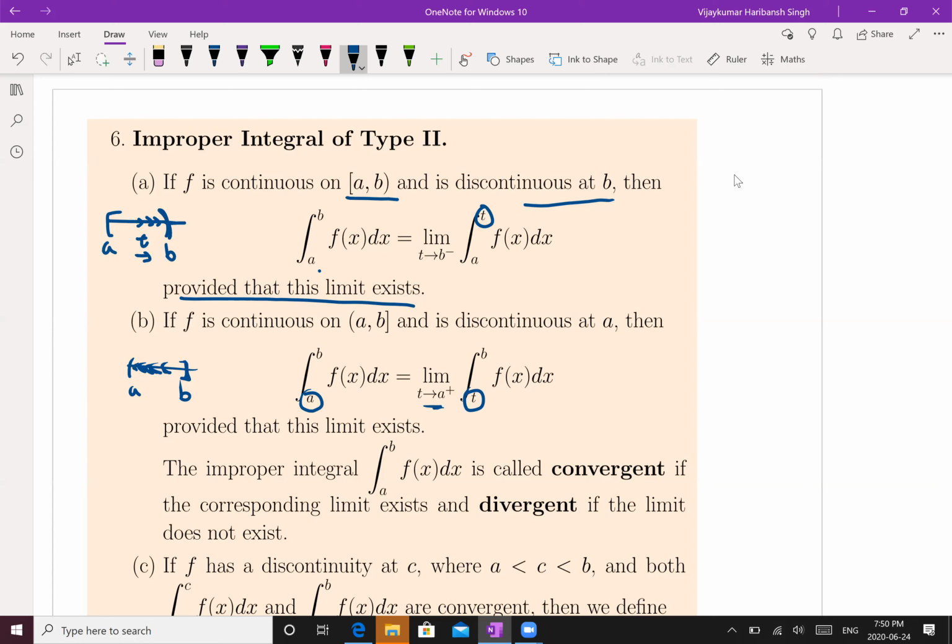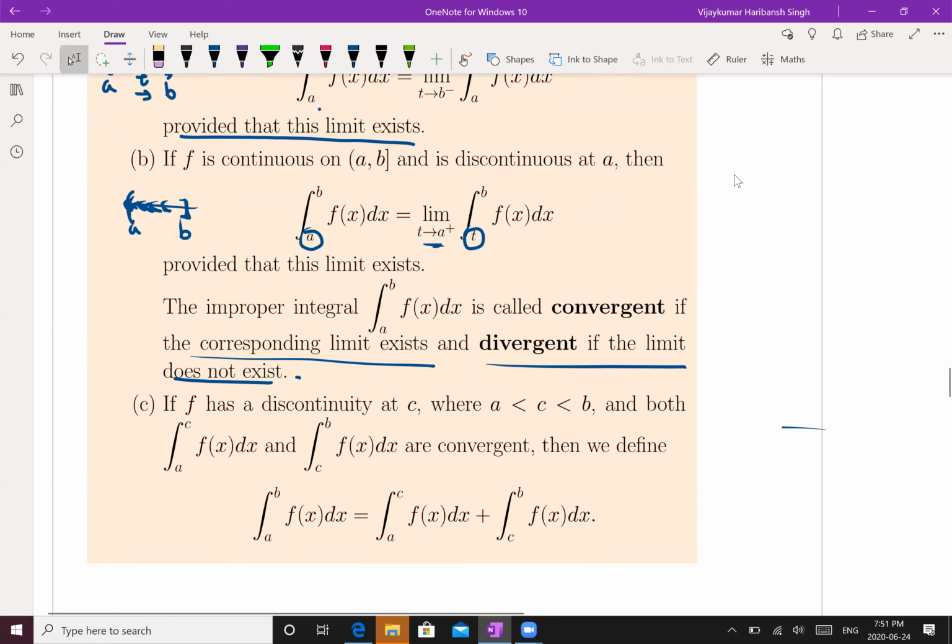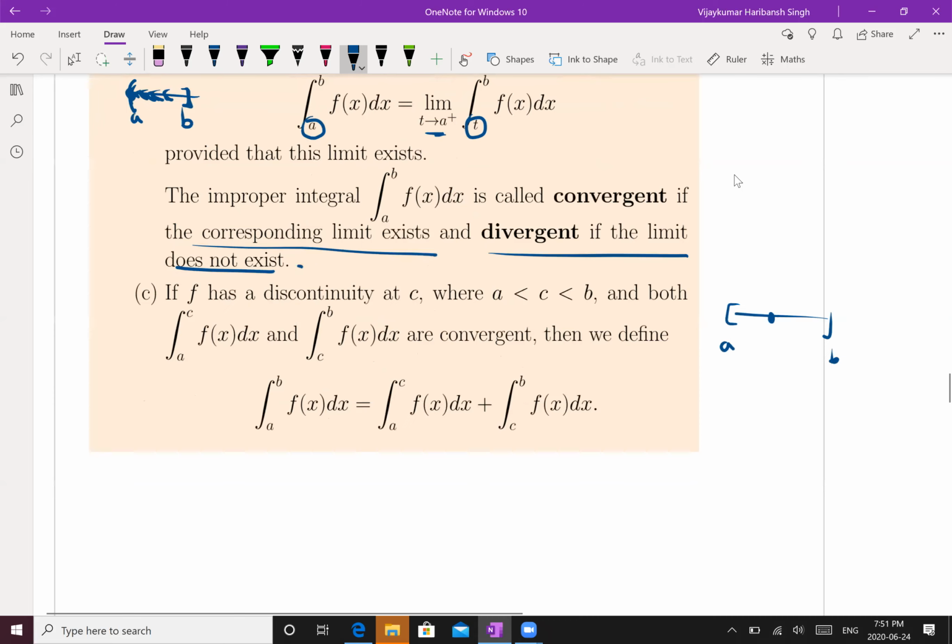Again, the improper integral from a to b of f(x) dx converges if the corresponding limit exists, and is divergent if the limit does not exist. We'll see examples of both in a moment. So if the discontinuity is at an endpoint of the interval, we have defined it. What if the discontinuity is in between? So suppose you have a to b, and you have a discontinuity in between. In that case, what will you do? You will split at the discontinuity, right?